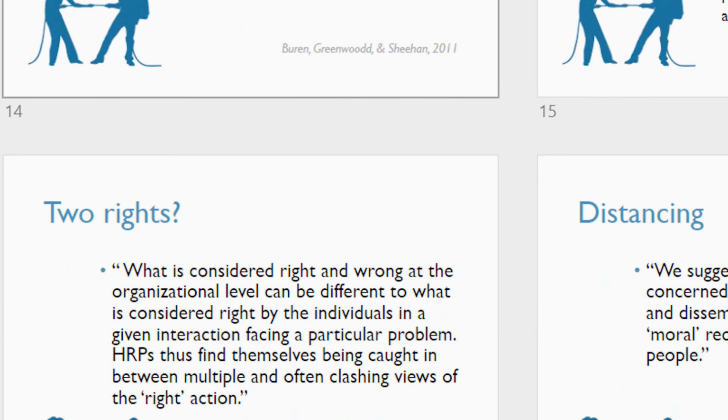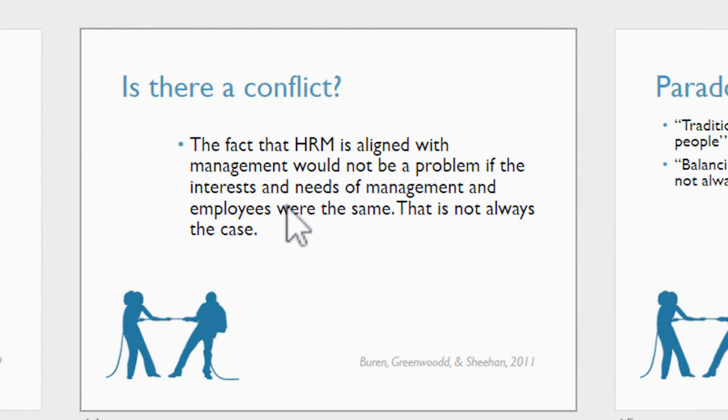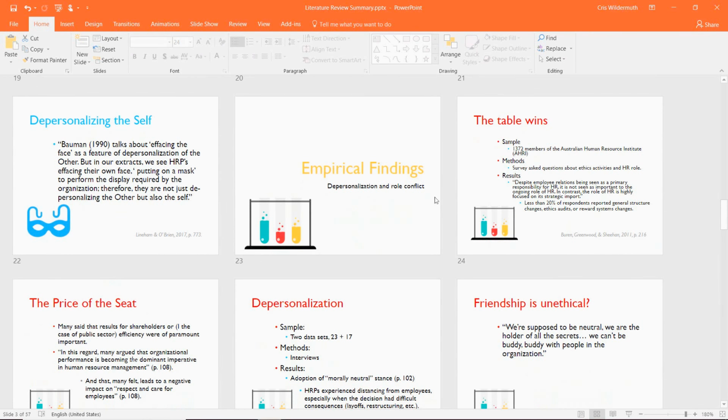But if I go down and I start reading something such as the fact that HRM is aligned with management would not be a problem if the interests and needs of management and employees were the same. That is not always the case. That seems to be not specifically to do with the ethics of HR, but the inherent conflict that exists in the HR field. If I go even lower, I created a category for empirical findings. I created a category for what some authors called depersonalization, which is what HR professionals go through.